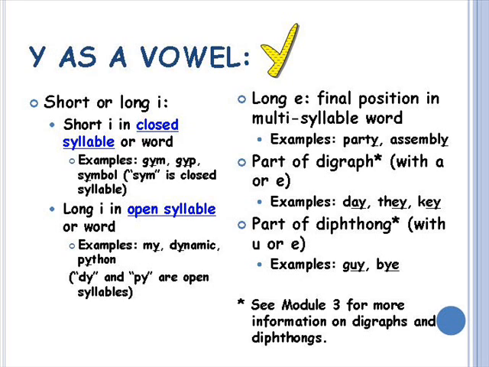The Y has a long I in open syllables or words. An open syllable is a syllable that ends in a vowel phoneme. Examples are my, dynamic, and python. The Y has a long E when in the final position in a multisyllabic word. Y also acts as a vowel when part of digraphs and diphthongs.